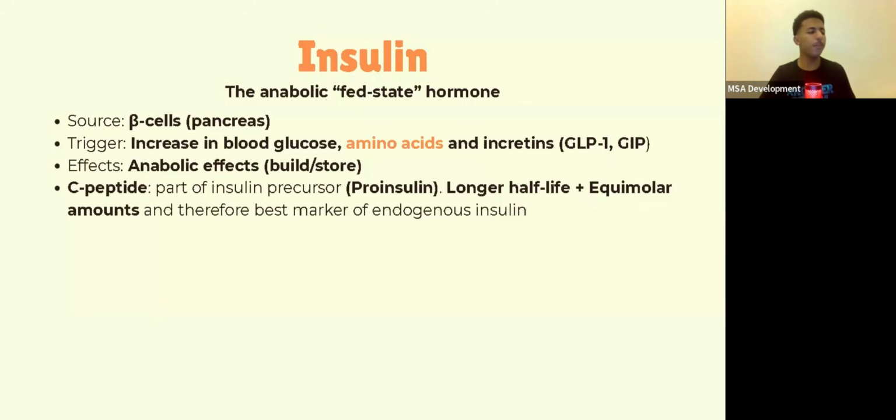So I'll give you this scenario. Let's say we have a diabetic patient and we inject him with insulin. We want to measure the amount of insulin his body produces, not the amount of insulin he has as a whole. If we measure insulin, it's going to be inaccurate because we gave him exogenous insulin as well. But remember, we said there's something which is produced in equal amounts with insulin and it has a longer half-life, which is the C-peptide. And so it's the best marker of endogenous insulin.